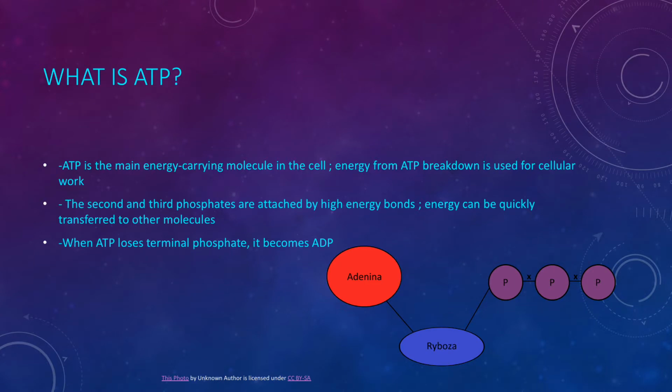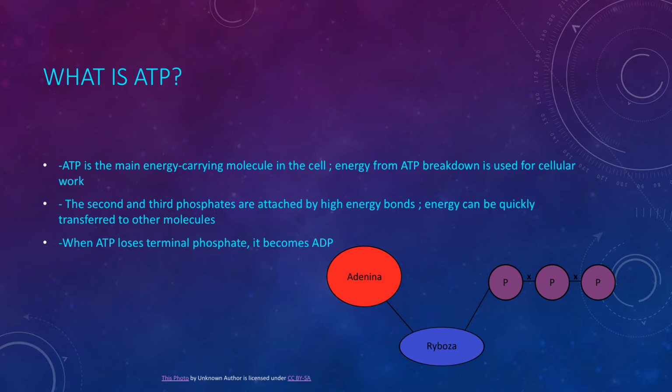So, what exactly is ATP? ATP is the main energy carrying molecule in the cell. Energy from ATP breakdown is used for cellular work through cellular respiration. ATP consists of three portions: adenine, ribose, a sugar, and three phosphates in a chain. The second and third phosphates are attached by high energy bonds. Energy can be quickly transferred to other molecules. When ATP loses its terminal phosphate, it becomes ADP. ADP and ATP cycle back and forth between cellular respiration and energy utilizing reactions.